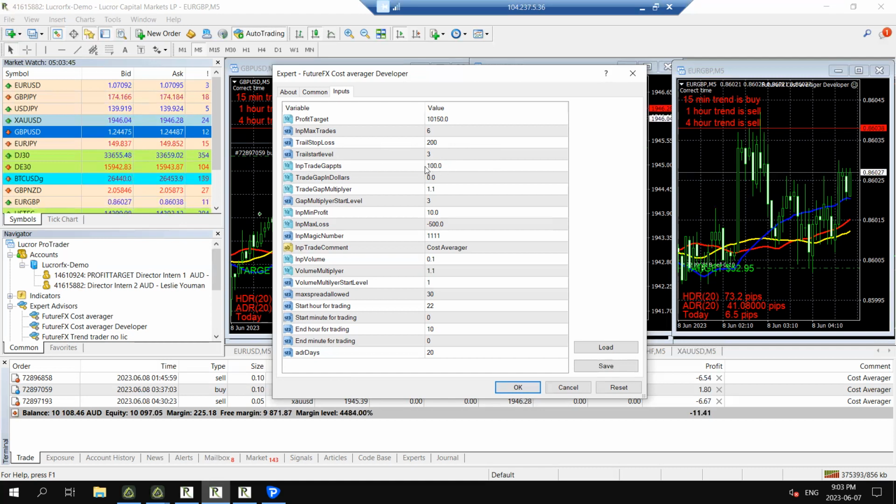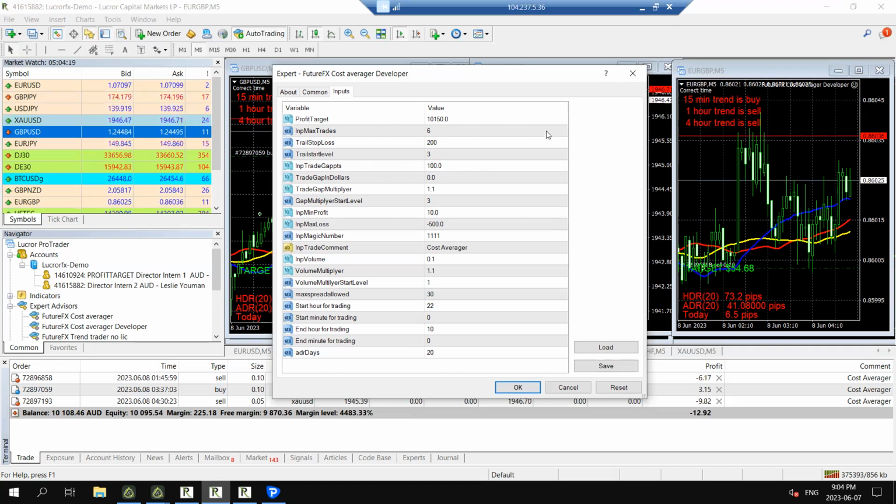Input trade gap, we talked about that. That's in points, and that's how far apart each of the cost averaging trades will be on each pair. You can also set the trade gap in dollars. So, for example, let's just look at this one here, the trade gap of 100 points. Anyone that's trading will understand what a point or a pip is. But you can also set it as a dollar value.